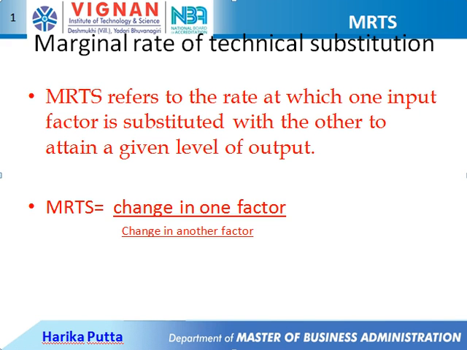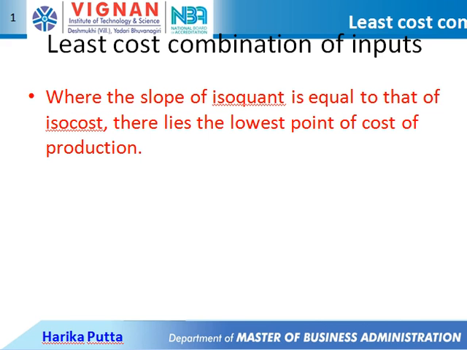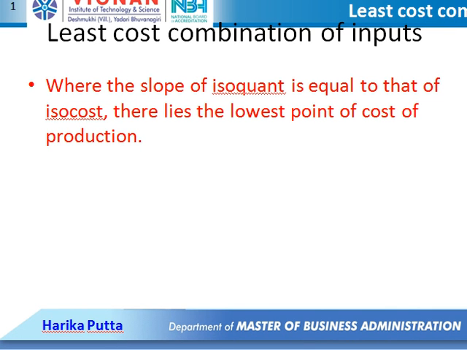Coming to the next one, least cost combination of inputs. What is this least cost combination of inputs? It is the superimposing of isocost on isoquants, the point of tangency. When you get the point of tangency, we have taken various combinations of labor and capital and we have given the price for each unit, the cost for each unit of labor as well as capital, and at the end we have decided which combination is giving you the least cost combination of input.